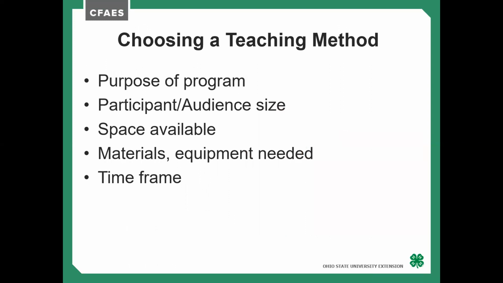When choosing a teaching method, there are several things that we should look at. We need to look at the purpose of the program. We also need to look at participation and audience size. Depending on how large a club is, there are some things that may not be feasible for larger clubs that could be utilized in smaller groups. Look at the space available. Are we inside or are we outside? Is there a lot of free activity movement in a room? Are there tables and chairs that might be in the way?